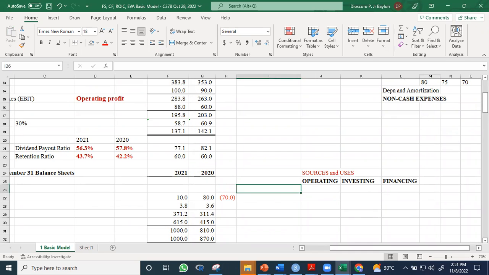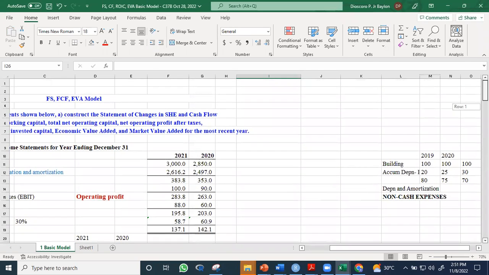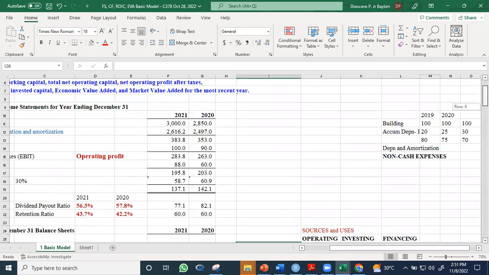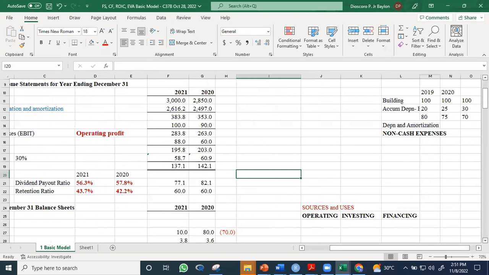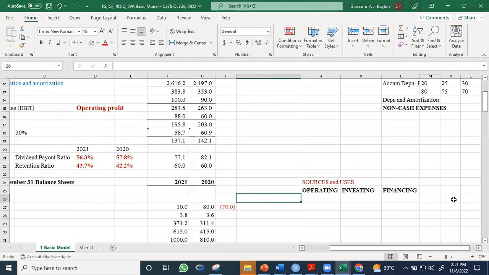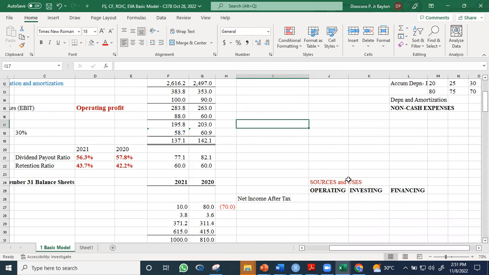All right, so where do we start first? We always start first with the results of operations. And the results of operations can be obtained from your net income after tax, this one. So you can write here net income after tax, and it's equal to, now question, where will net income after tax fall under? Will it fall under operating, investing, or financing?